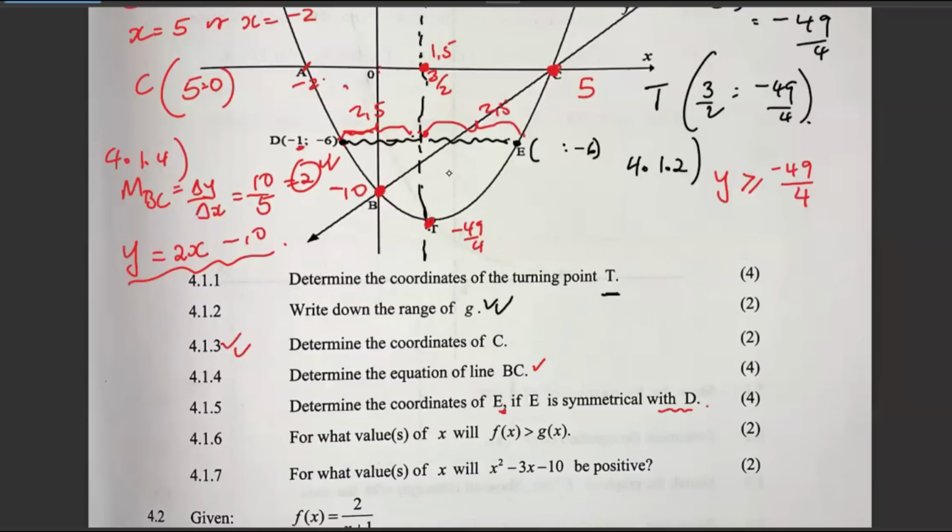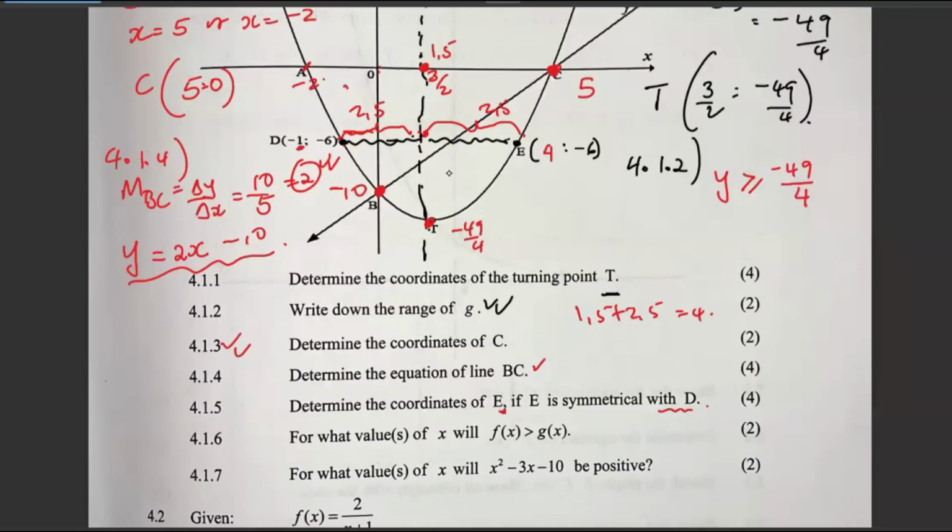So what is 1.5 plus 2.5? That gives us 4, meaning that E is going to be (4, -6).